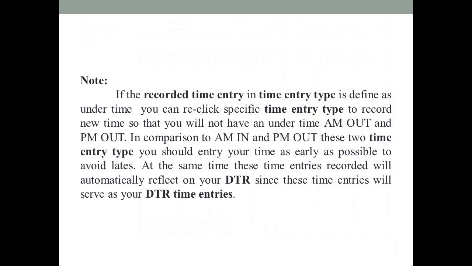Note: if the recorded time entry and time entry type is defined as under time, you can re-click the specific time entry type to record a new time, so that you will not have an under time AM out and PM out. In comparison, for AM in and PM in, you should enter your time as early as possible to avoid lates. At the same time, these recorded time entries will automatically reflect on your DTR, since these time entries will serve as your DTR time entries.